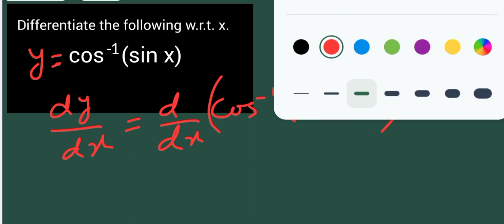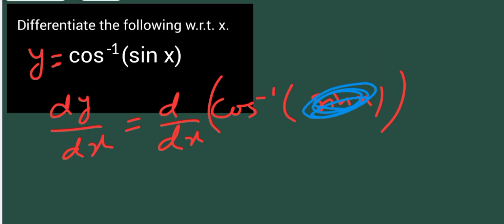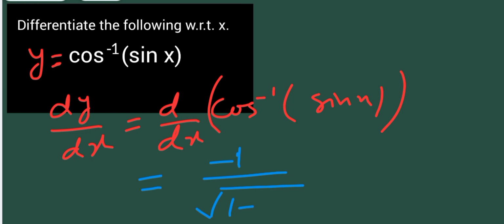In the chain rule, what we are assuming, this is cos inverse. Suppose you assume this is x, so the derivative of cos inverse x is nothing but minus 1 upon root over 1 minus x square. Correct? I am telling the derivative of cos inverse x, but it is not x, it is sin x. So instead of x I will write sin x. Correct? And then the derivative of sin x with respect to x.